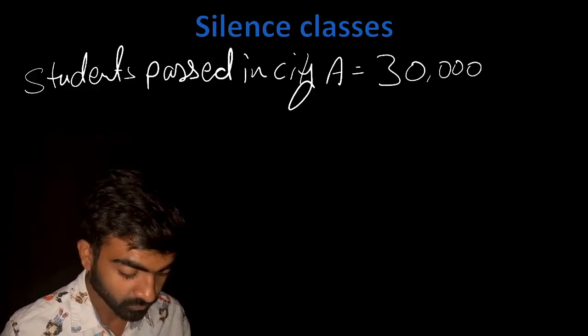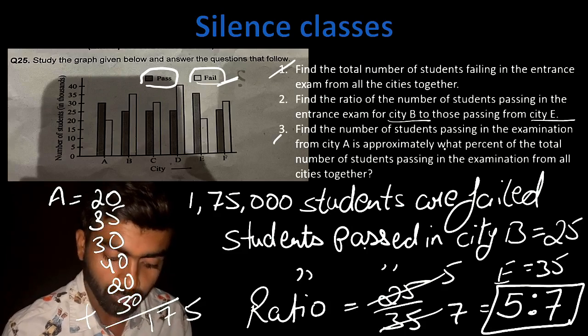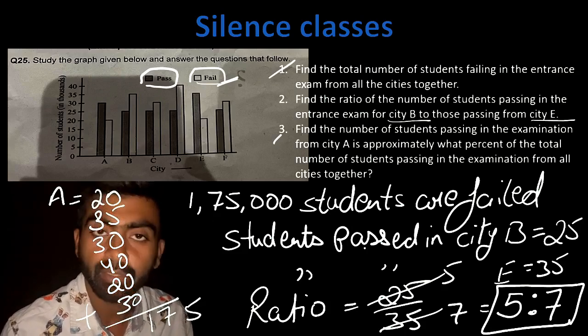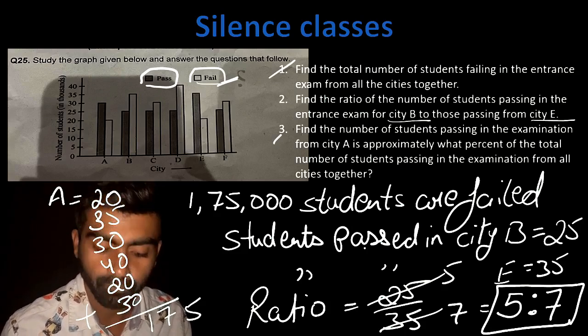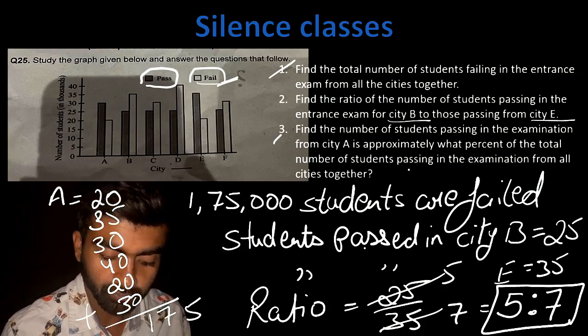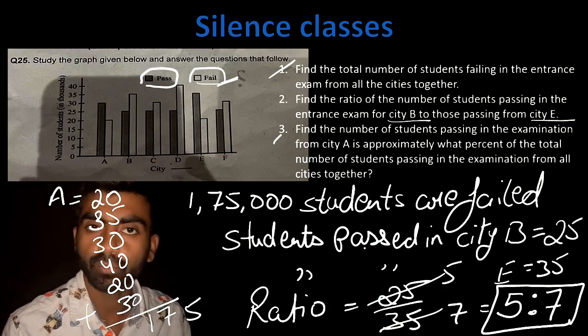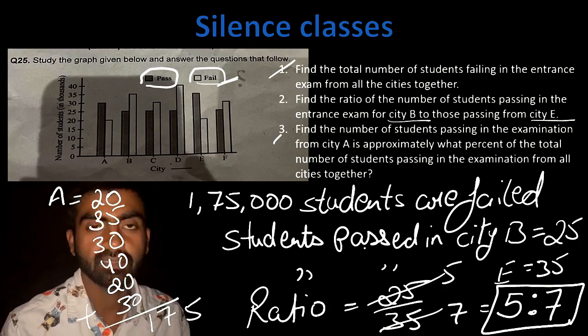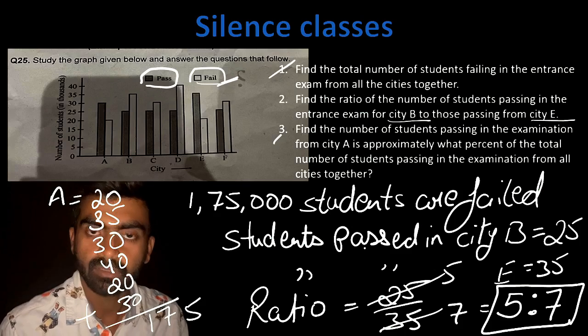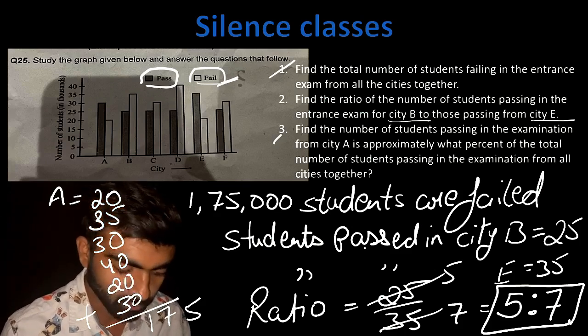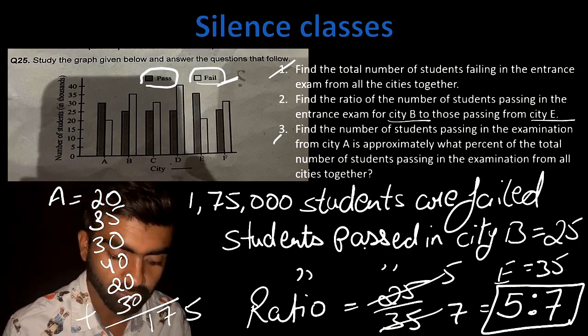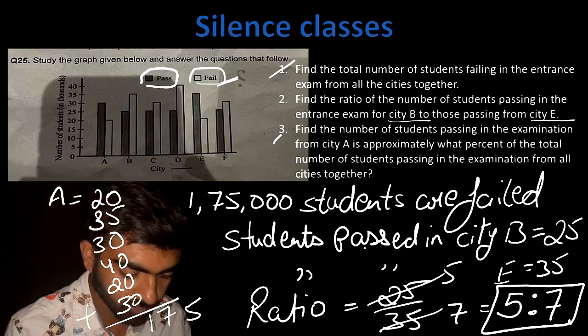Now approximately what percent of the total number of students passed in the examination from all the cities together is city A? First of all we have to find the total number of students, and then we have to find approximately how many percent are students of city A. Like this we have to do it. So let's check.